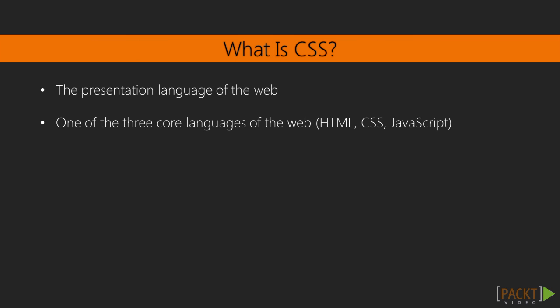CSS is the presentation language of the web. It describes things like the colors, fonts, and layout of your pages. Cascading style sheets, along with HTML and JavaScript, are the three core languages of the web. The more you know about all three of them, the better off you'll be.